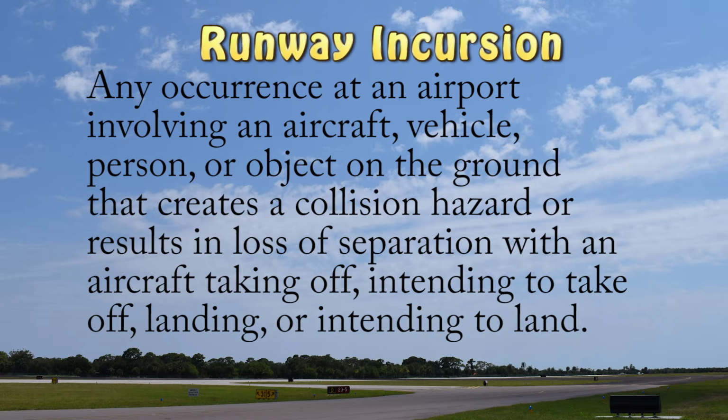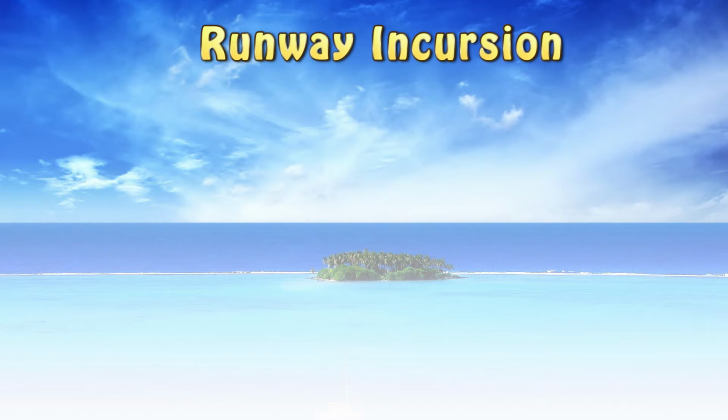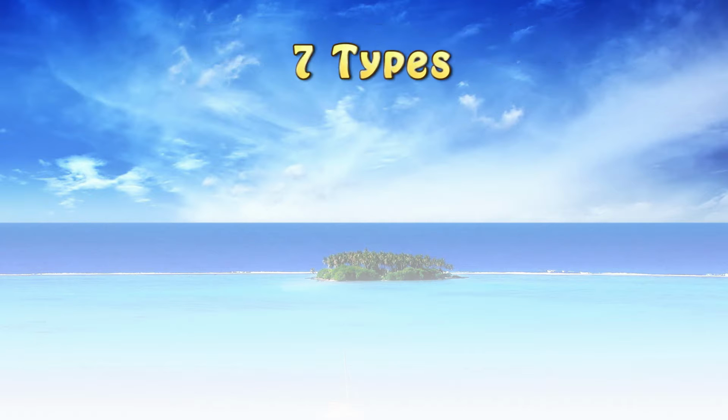Now let's go ahead and check out what the actual FAA definition is. As it's written by the FAA, it's any occurrence at an airport involving an aircraft, vehicle, person, or object on the ground that creates a collision hazard or results in loss of separation with an aircraft taking off, intending to take off, landing, or intending to land. So I know that's a mouthful, but basically anything that's going to interfere with an aircraft when it's getting close to a runway or is going to be entering a runway, something along those lines, that is a runway incursion.